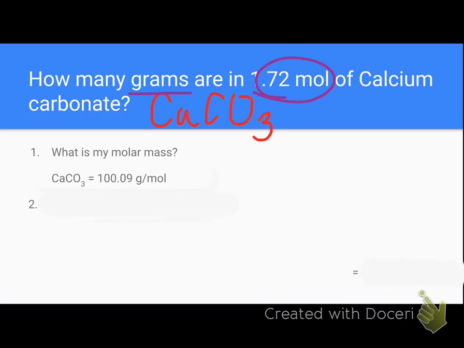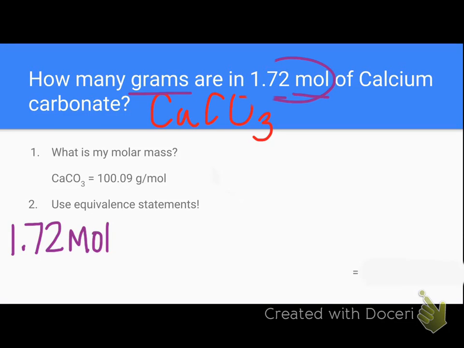So what am I going to do? How am I going to find that? I'm going to use equivalent statements. It's easiest if you start with the number that only has 1 unit. So your 1.72 moles of calcium carbonate. Now, make sure that you are writing out what the unit or what the compound is. It's going to tremendously help you in the future.